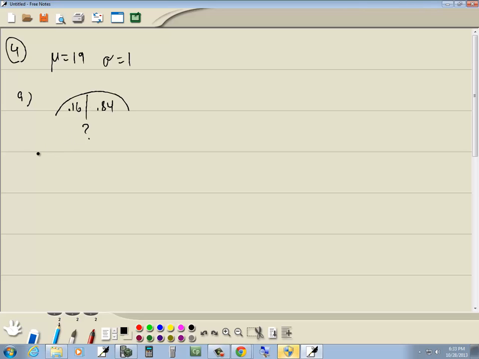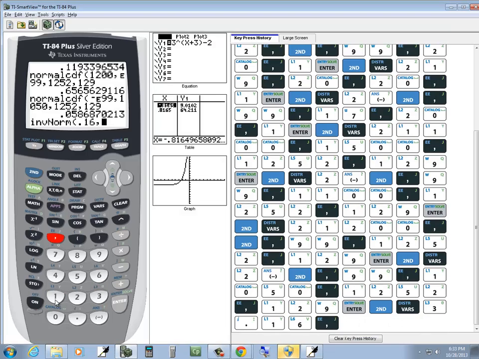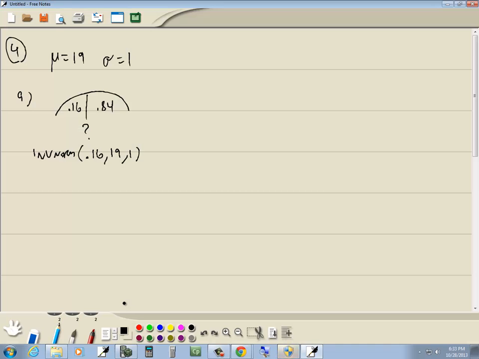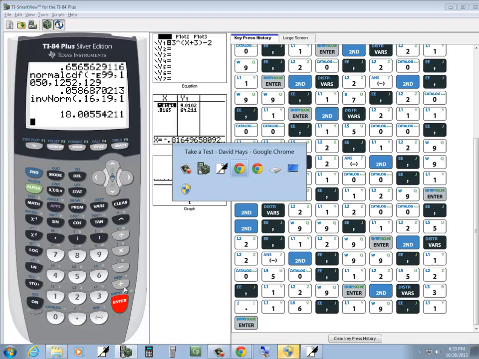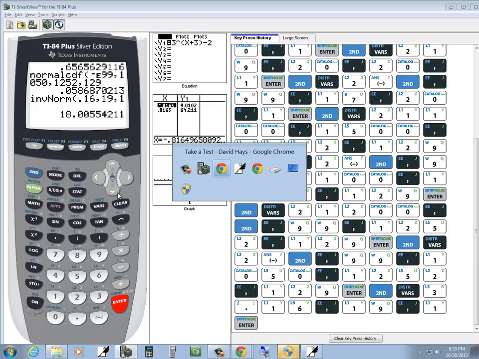Now, to find a value, like they're asking, we're going to use InvNorm. Your first parameter is always your area to the left, which is 0.16. Then our mean, which is 19, and our standard deviation, which is 1. So do 2nd VARS, choose InvNorm, 0.16, comma, 19, comma, 1. Round to the nearest whole number, so it'll be 18.